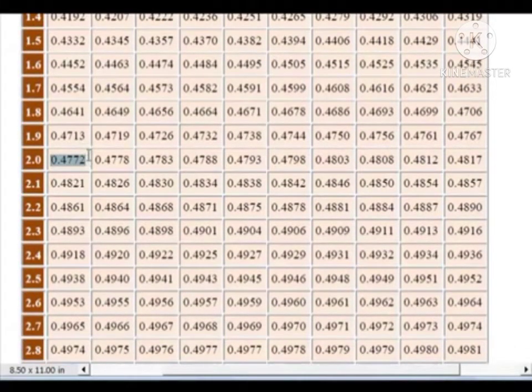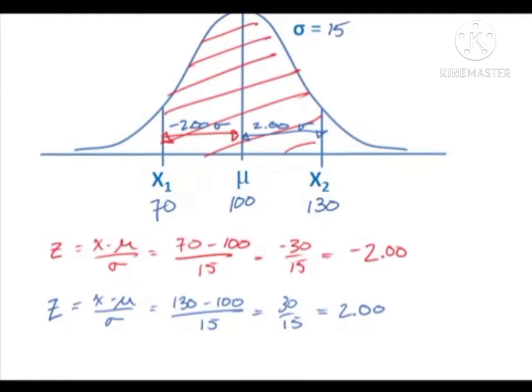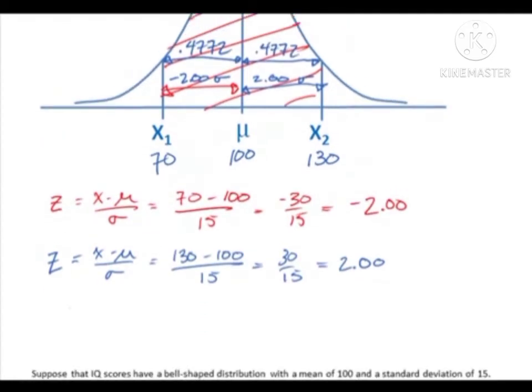Again, if we look at the z table, we scroll down to 2.00 and we see that we have an area of 0.4772. So this distance is 0.4772, and this distance is equal to 0.4772.